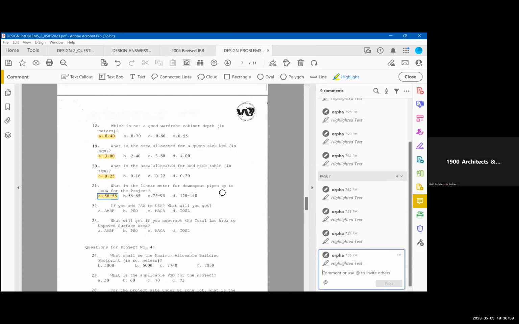Okay, so number 22. If you add ISA to USA, what will you get? Ano ba yun? Saan ba natin kukunin yun? ISA plus USA. Makikita nyo din yan dito sa Figure 8.1. So actually, ang answer is TOSL.